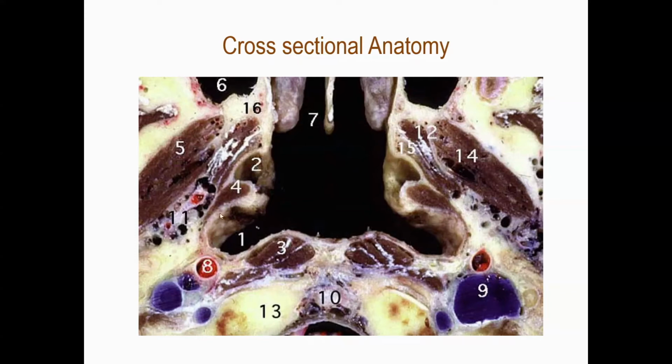So this is the fossa of Rosenmuller. Most carcinoma nasopharynx arises from the lateral pharyngeal recess, so this is the most common site of carcinoma nasopharynx. Then this is the parapharyngeal space. You can make out this space.